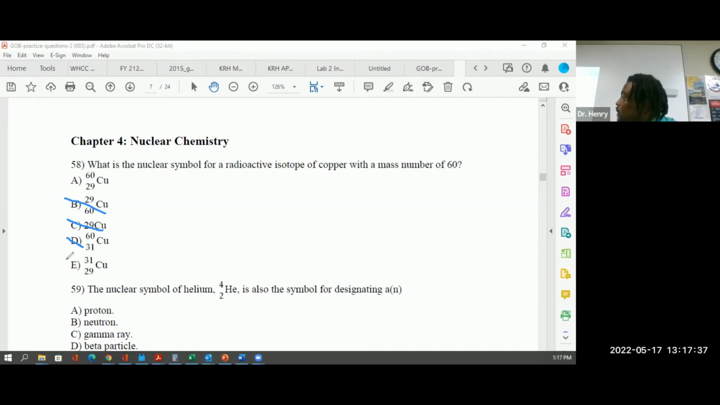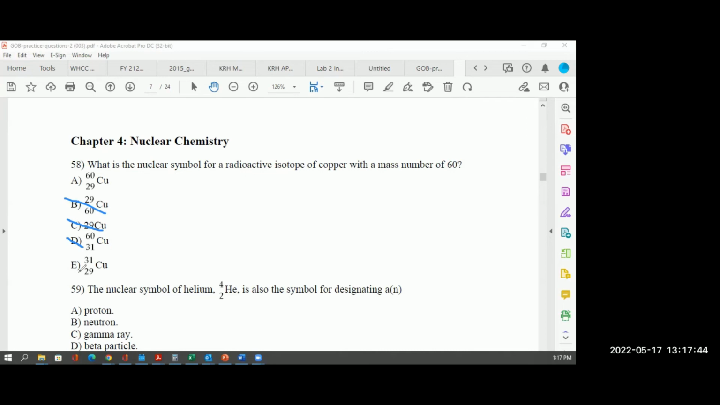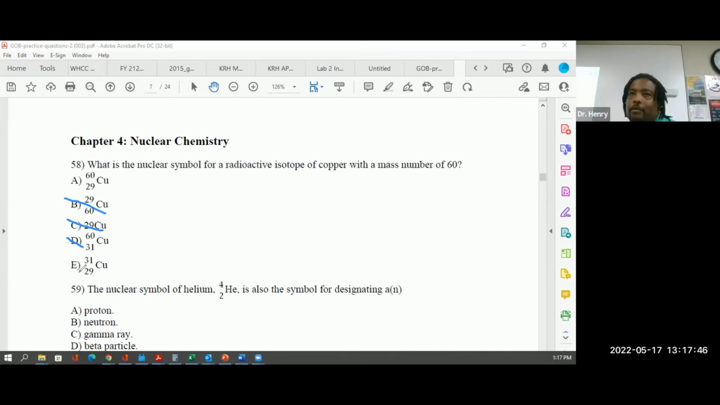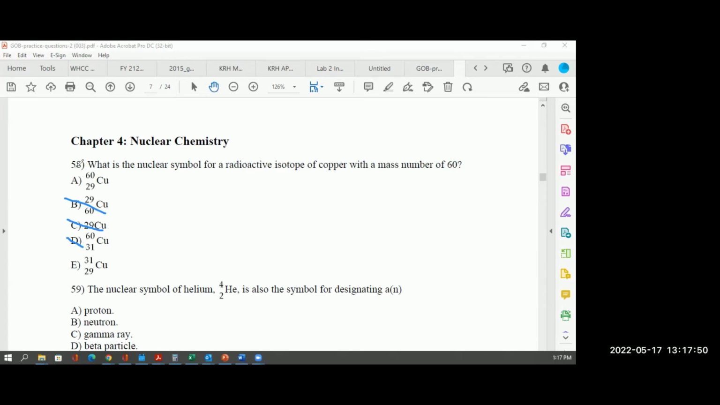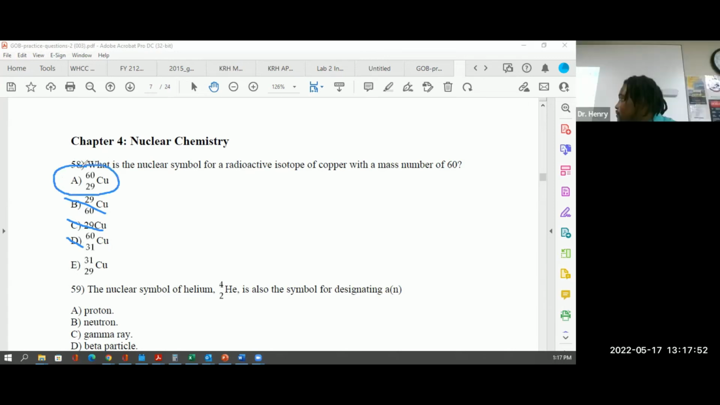So it's either A or E. What does that top number have to be? 60. Okay, so then it's A, right? Simple.